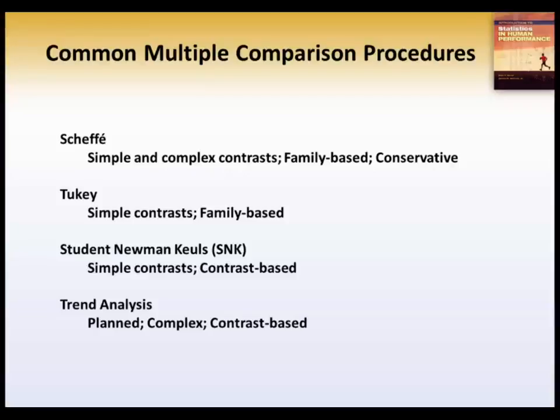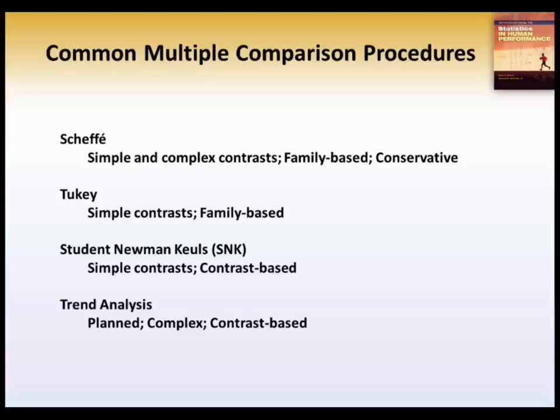Let's just take Scheffé, for example. Scheffé is both simple and complex contrast, meaning you can do multiple means or just 2 means. It is family-based, and it is more conservative. In fact, it is the most conservative of all the multiple comparison techniques. Family-based in the sense that all of the contrasts combined will have a probability of making a type 1 error of 0.05. So each individual contrast would have a much smaller alpha level. That's why it's conservative.